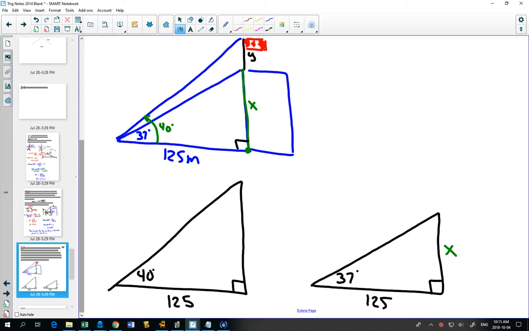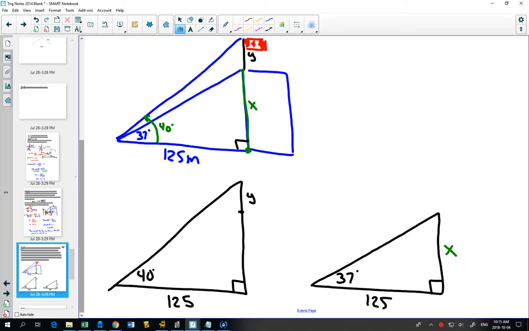Well, I can do that right away. But I also want to solve for y. And can you see that y is not on any of those two triangles? In fact, the y was only this little part from there to the top. So how am I going to do that?